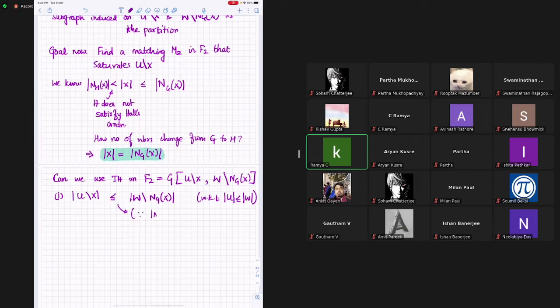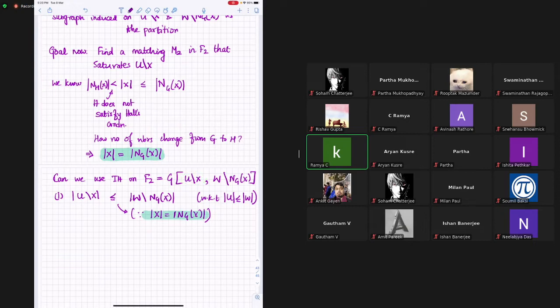This is because the cardinality of X is exactly equal to the cardinality of NG of X. Is this clear? Because these two things are equal, you know that now, even now, this is the smaller partition. So one job is done.